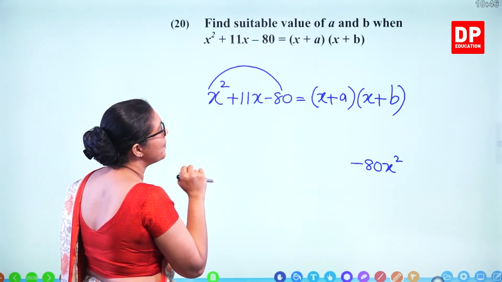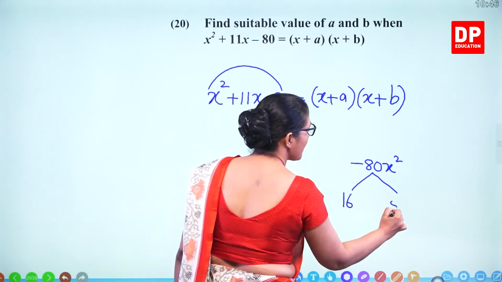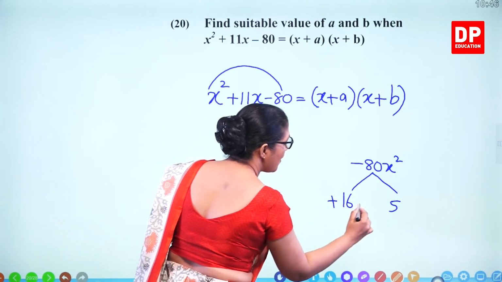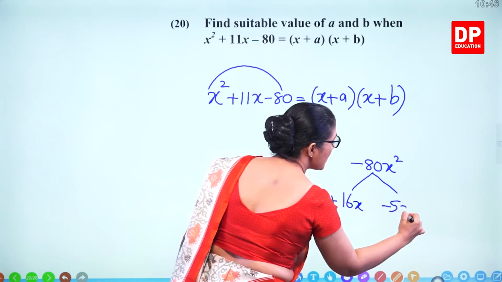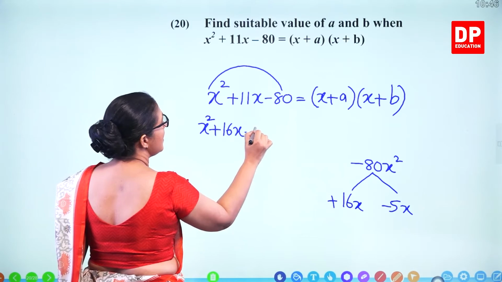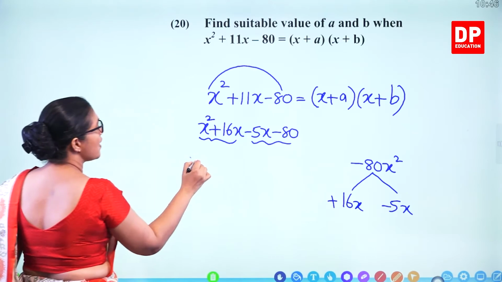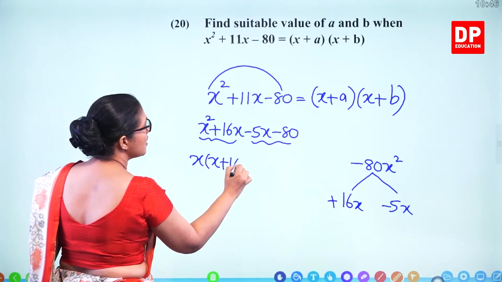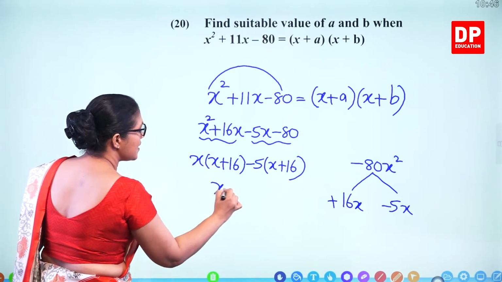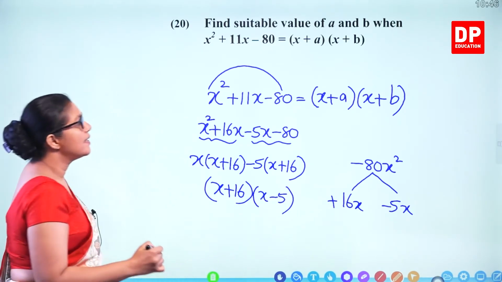What are the two numbers? 16 and 5. Difference is 11. So the middle term is plus, so the bigger one is plus and this one is negative. Split the middle term to 16x and 5x. Take 2 at a time and factorize x. Take minus 5 out. So x plus 16 is one factor. X minus 5 is the other factor.